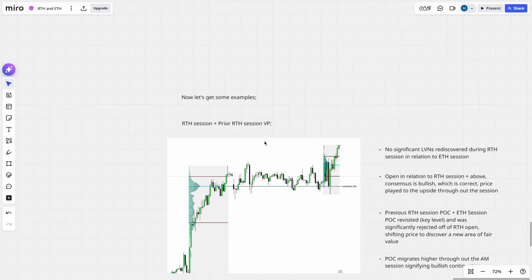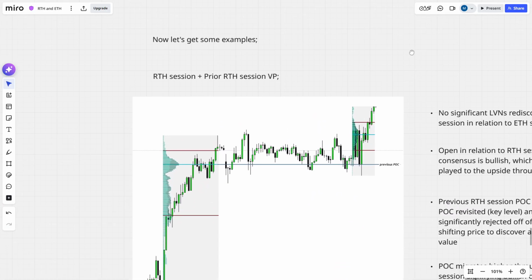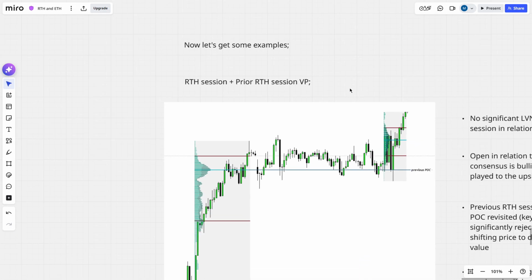Okay, so here we have the RTH session and the prior RTH session volume profiles. Let's just pay attention to what we're seeing here. Let's just mark it out. So we have a P profile. What does that signify? Buyers are in control. Let's take a look at the value area high to keep this in mind, as well as the point of control of the previous session. The value area low in this scenario is not as important.